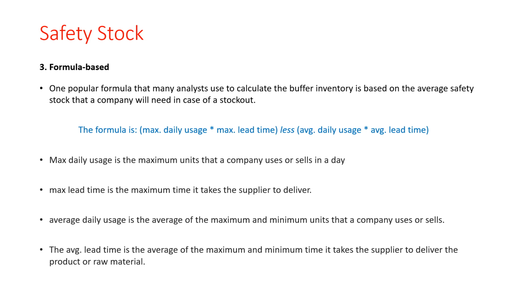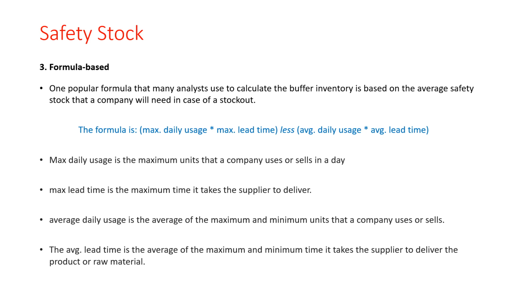One popular formula that many analysts use to calculate the buffer inventory is based on the average safety stock that a company will need in the case of a stock out. The formula does not take into account seasonal fluctuations of demand. The formula is maximum daily uses times the maximum lead time, less average daily uses times the average lead time. Here the max daily uses is the maximum units that a company uses or sells in a day.